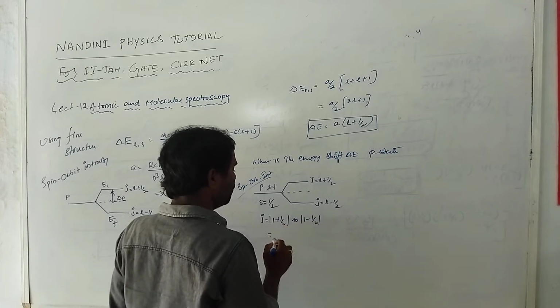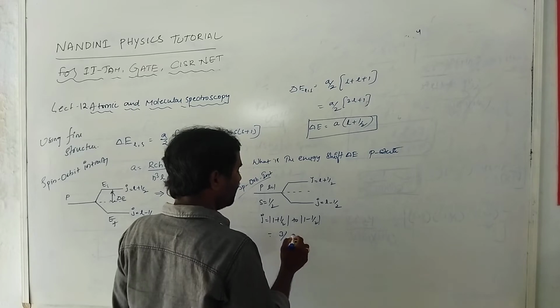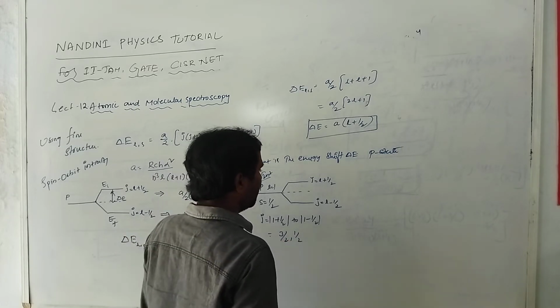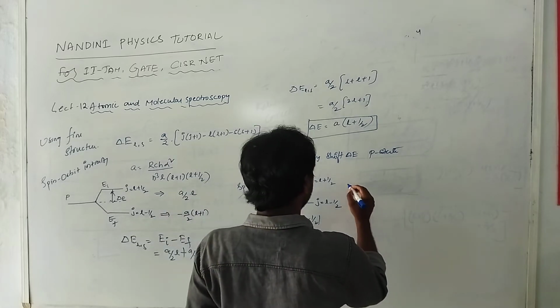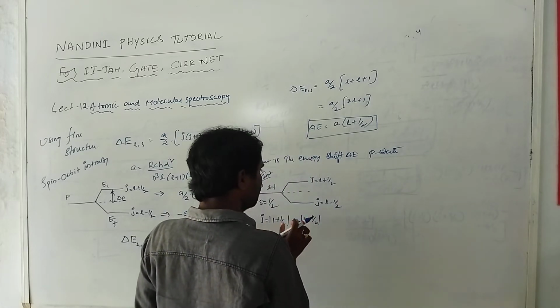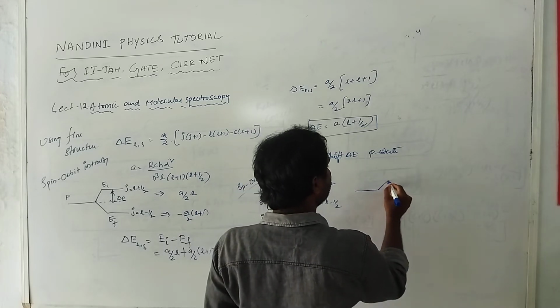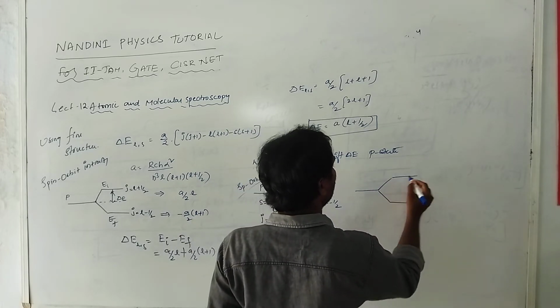So that is nothing but 2 plus 1, 3 by 2, and this is 1 by 2. So you will get 3 by 2, 1 by 2. So therefore the values are here. If J is equal to L plus minus 1 by 2, you will get the spectrum splitting into two ways.